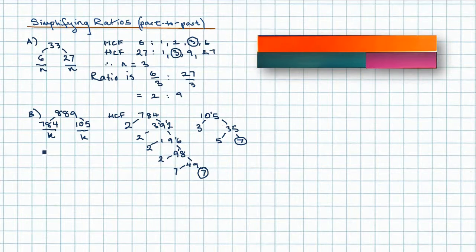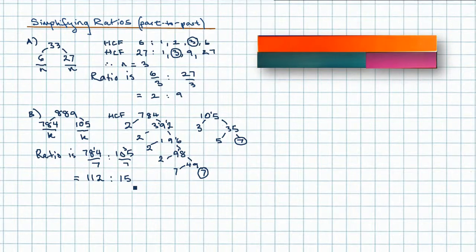So now we've got to replace k by 7. So if we write the ratio, 784 divided by 7 to 105 divided by 7 equals, again by long division, you don't need the bus stop symbol, 7 into 7 is 1, 7 into 8 is 1 remainder 1, and 7 into 14 is 2, so we've got 112. 7 into 10 is 1 remainder 3, 7 into 35 is 5, so 5 sevens are 35.